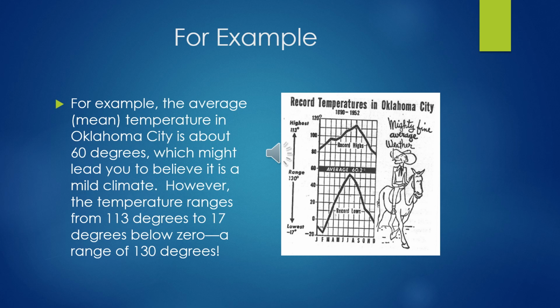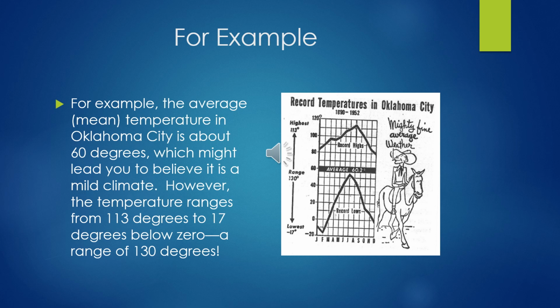But however, if you didn't know the range, that is the lowest temperature and the highest temperature, that might be a deceptive conclusion to draw, because even though the average is 60 degrees, the temperature in Oklahoma ranges from a high of 113 degrees to a low of 17 degrees below zero. It's actually a pretty radical climate and not a mild climate at all. So knowing the range makes a big difference in how we interpret what the average means.